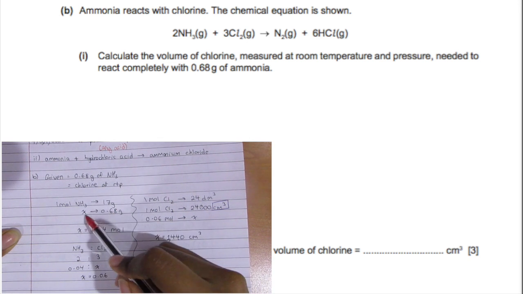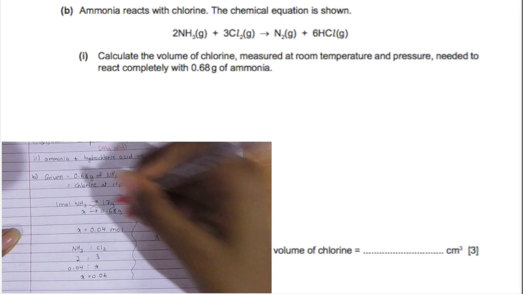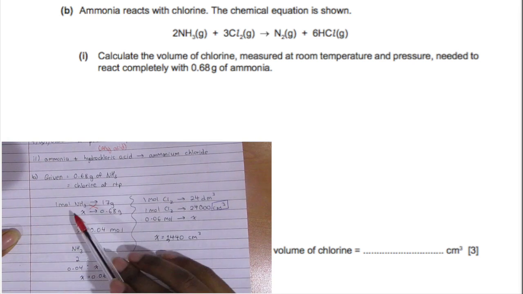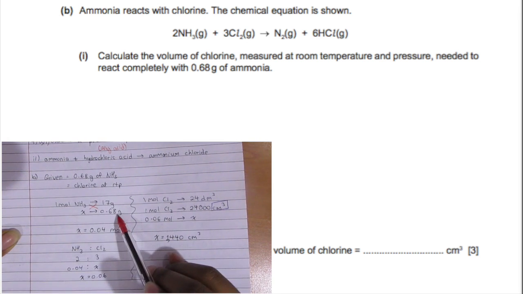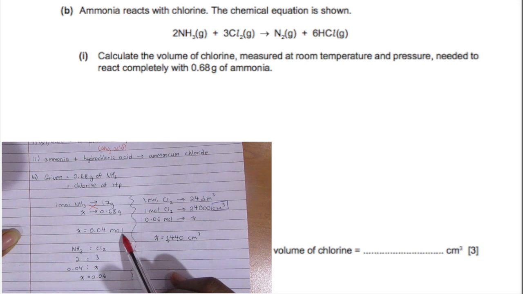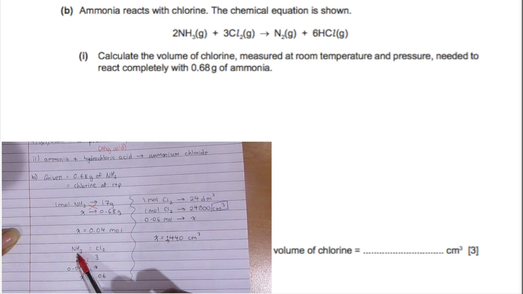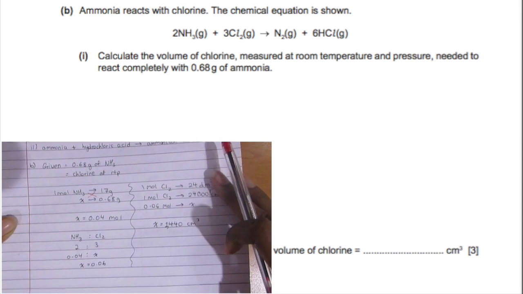So we're given the 0.68 grams of ammonia, and that chlorine is at room temperature. So now 1 mole of ammonia is 17 grams, and X is 0.68 grams. We're going to cross multiply and find what X is. X is 0.04 moles. Now from that, we know that NH3 to Cl2 is a 2:3 ratio because you can just use the coefficients in the equation that we're given.